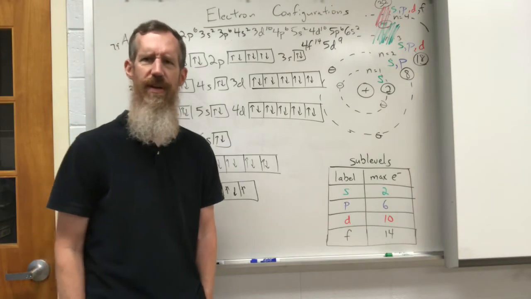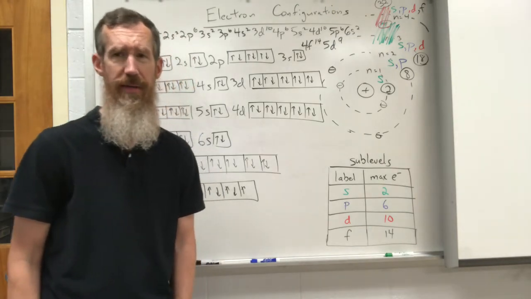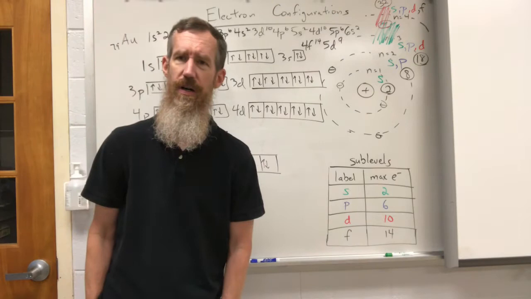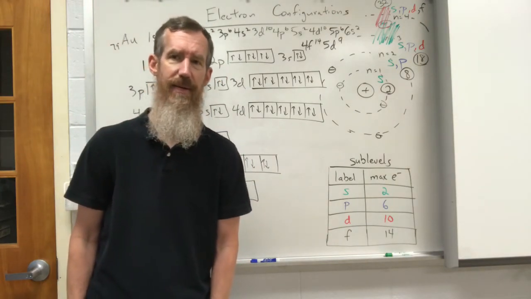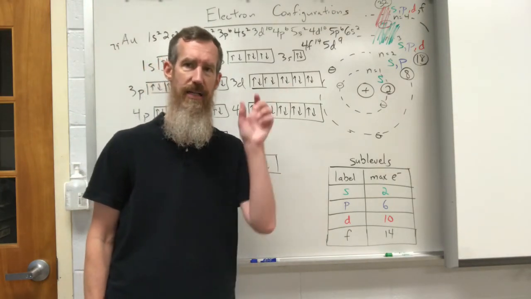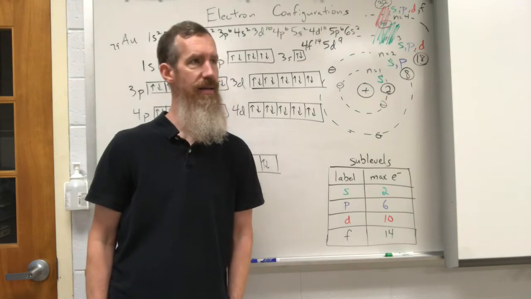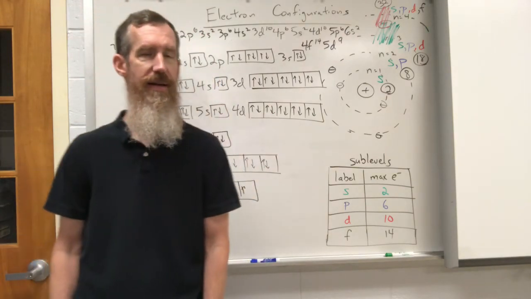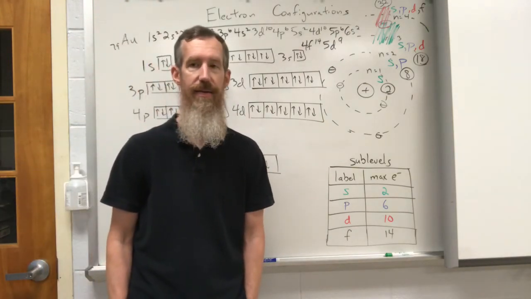First thing you have to know is what the noble gases are. The noble gases are in column 18 of your periodic table. They're the very last column. It's helium, neon, argon, krypton, xenon, and radon.